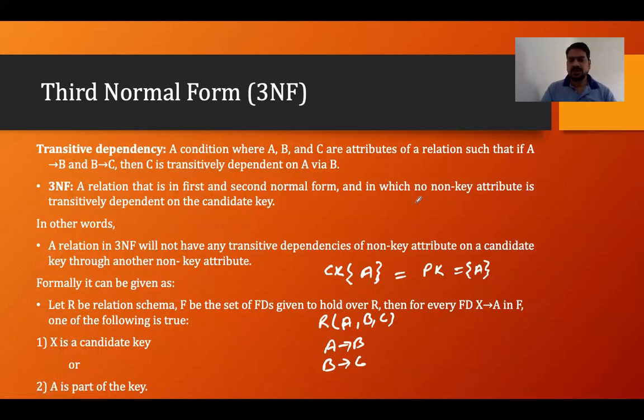Now third normal form says that no non-key attribute is transitively dependent on the candidate key. No non-key attribute means if we have any dependency like this, where a non-key attribute is determined by any key attribute, if key is determining some non-key, and this functional dependency I find out from which rule? Transitivity rule.